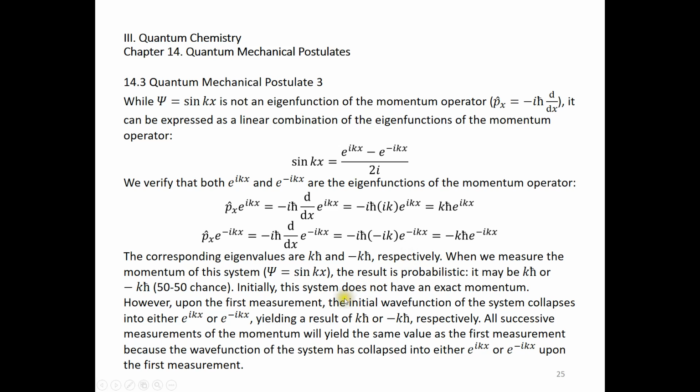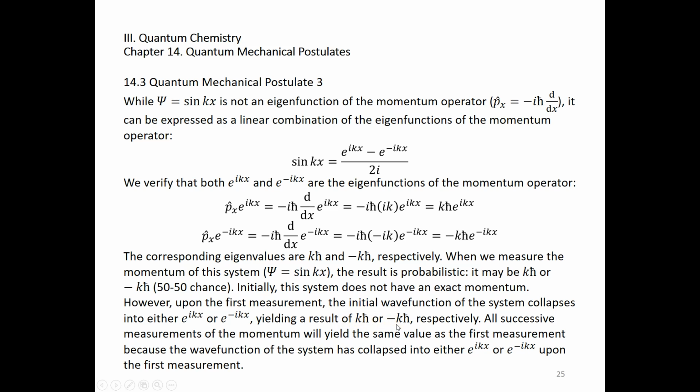Initially this system does not really have an exact momentum because it can be negative or positive kh bar. However, after the first measurement, the initial wave function of the system, sine kx, will collapse into one of these two eigenfunctions, either this or this, 50% chance for each. And it's going to yield a result of kh bar or negative kh bar.